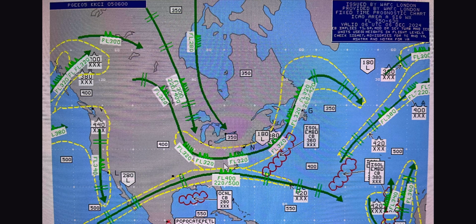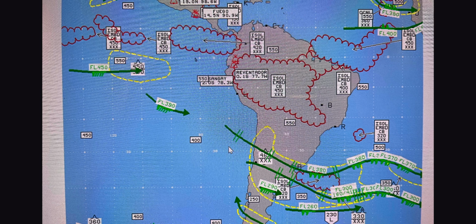It looks like the universal time is 6 a.m. on the 6th of December, 2024. I believe the valid time was about 6 hours for this chart. As you can see, there are thunderstorms in what looks like the Atlantic Ocean, and also now that we jump down here into South America, they're spread all throughout the top and middle of the map. It looks like the mainland of South America, but those are all thunderstorms.